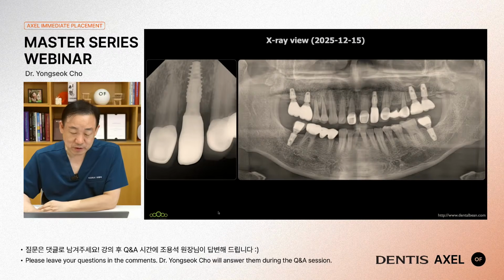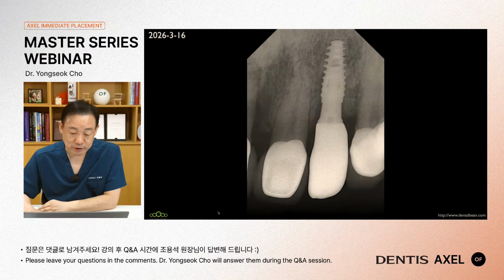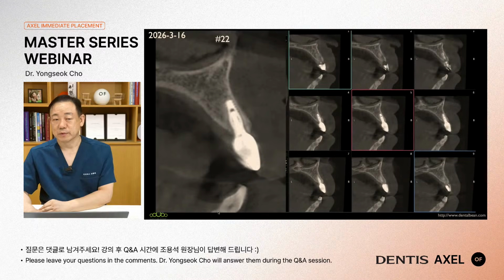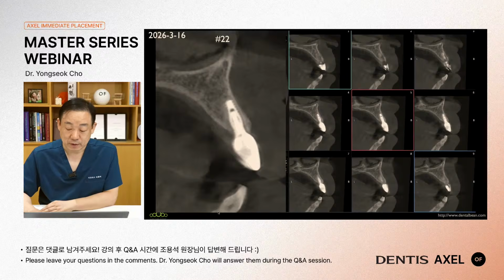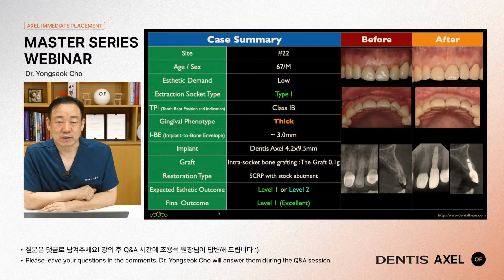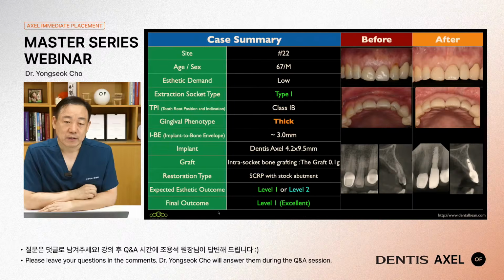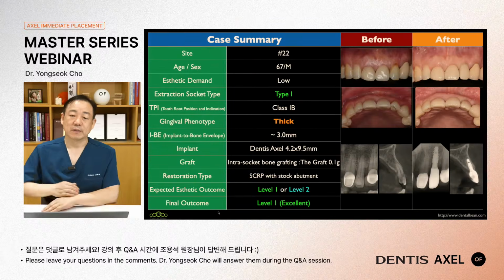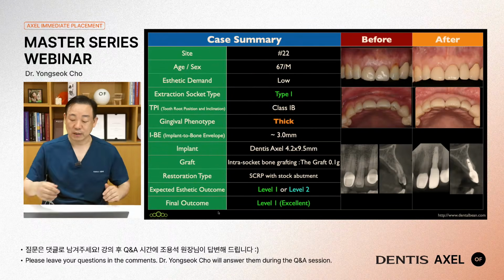In the radiographic image, it is well positioned, and in CT view, okay, not bad. Again, in this case, it was a type 1 socket, and the TPI was class 1B, and favorably, the gingival phenotype was a thick phenotype. As a result, the final outcome ended up level 1. Excellent outcome.